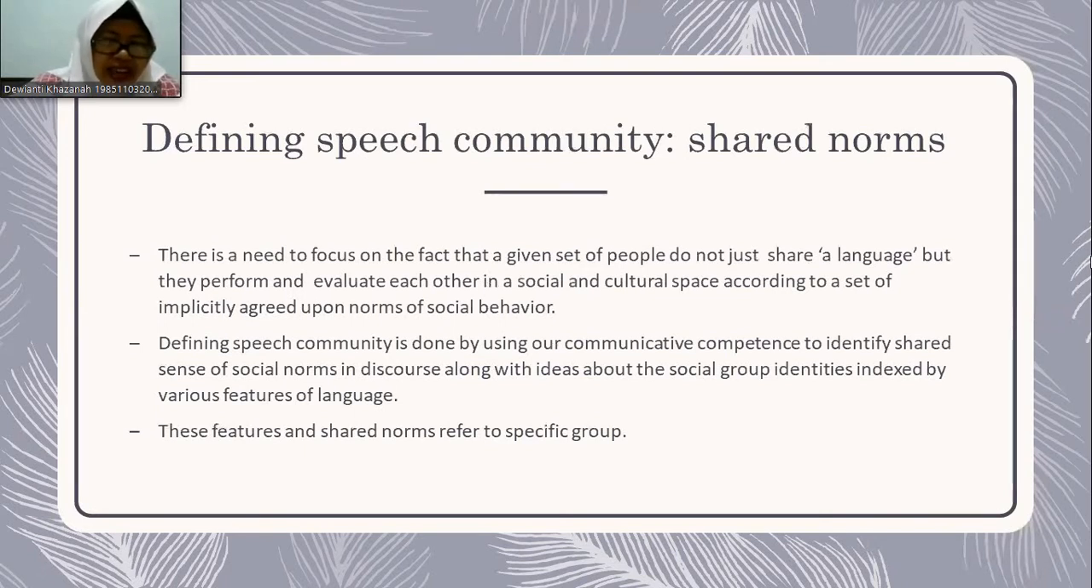Okay, these features and shared norms refer to a specific group. For example, people who come from Singapore have Singlish vocabularies that might not be as much understood by people from the other speech community.